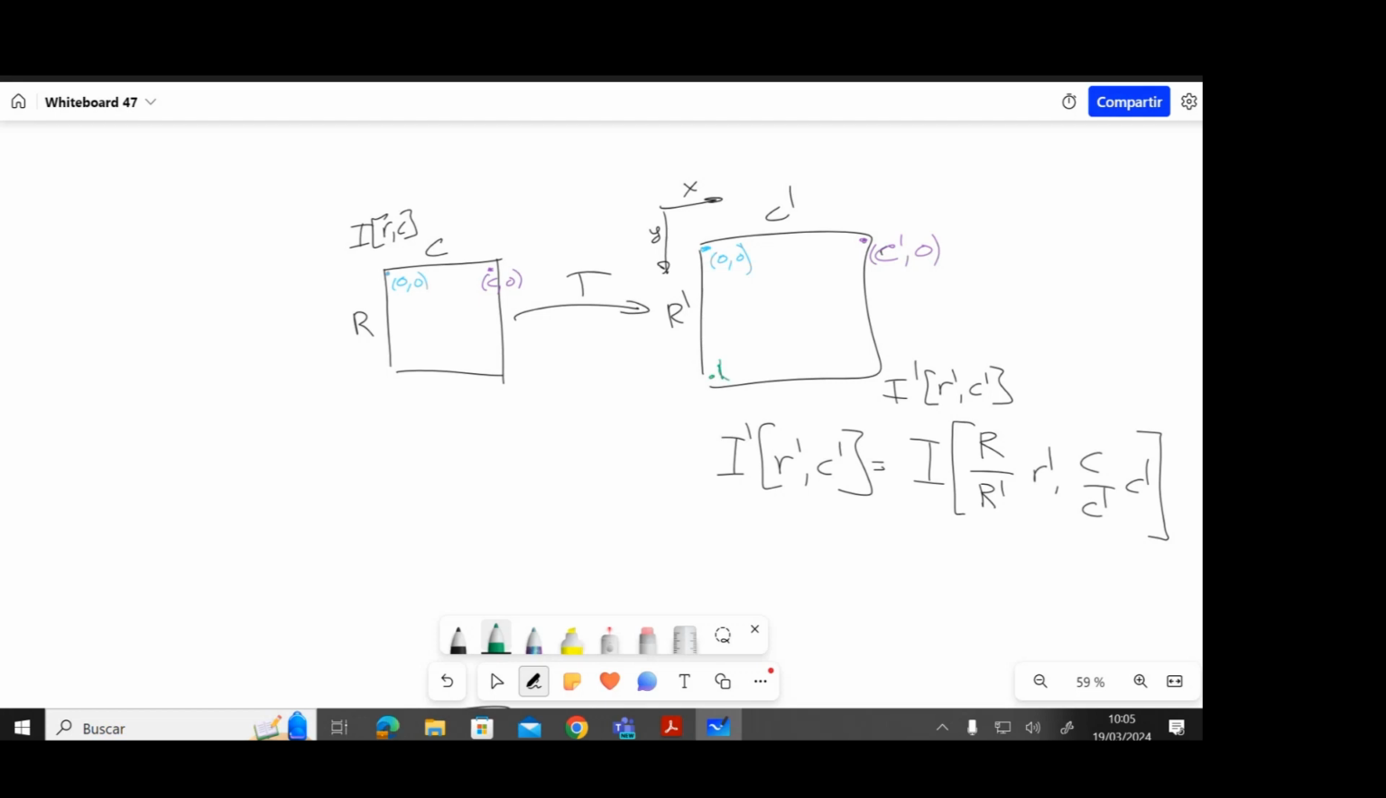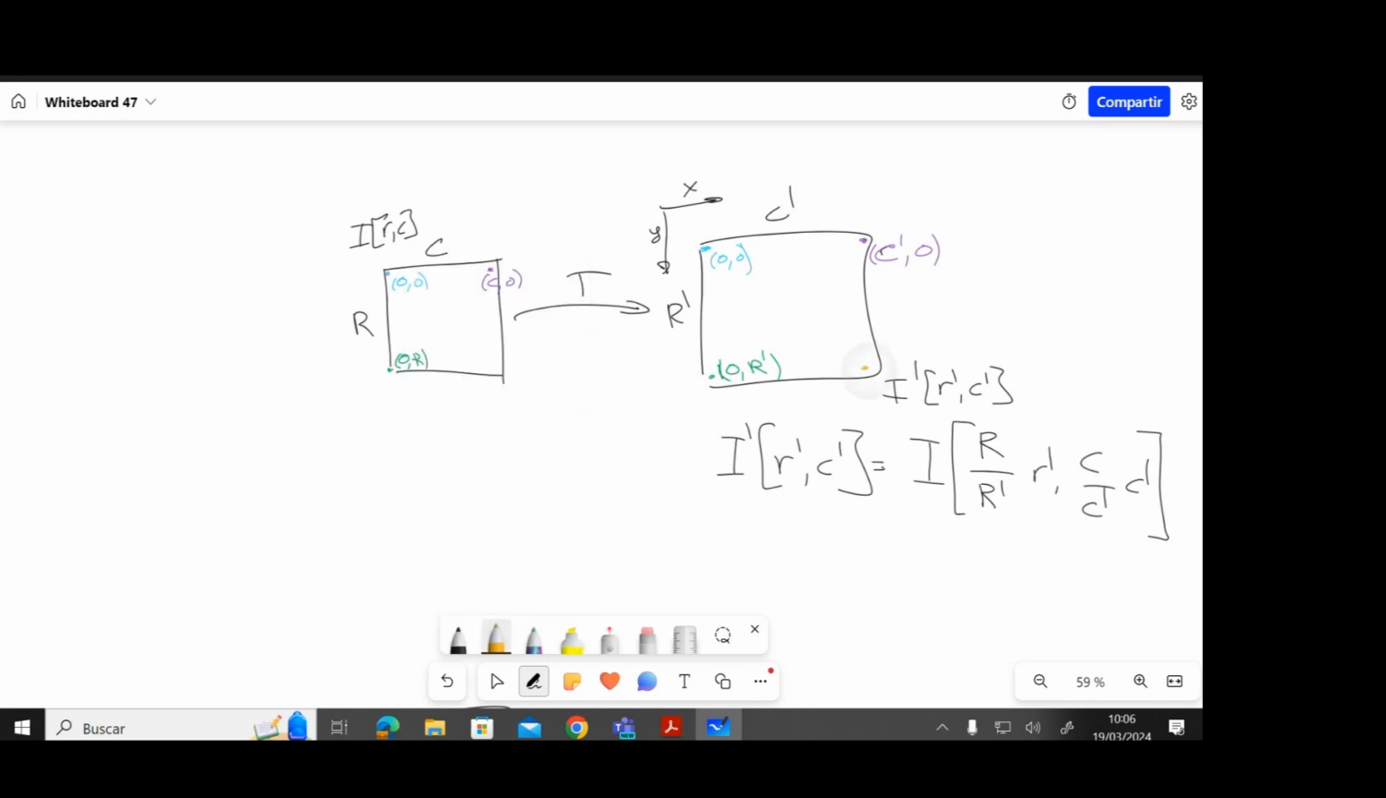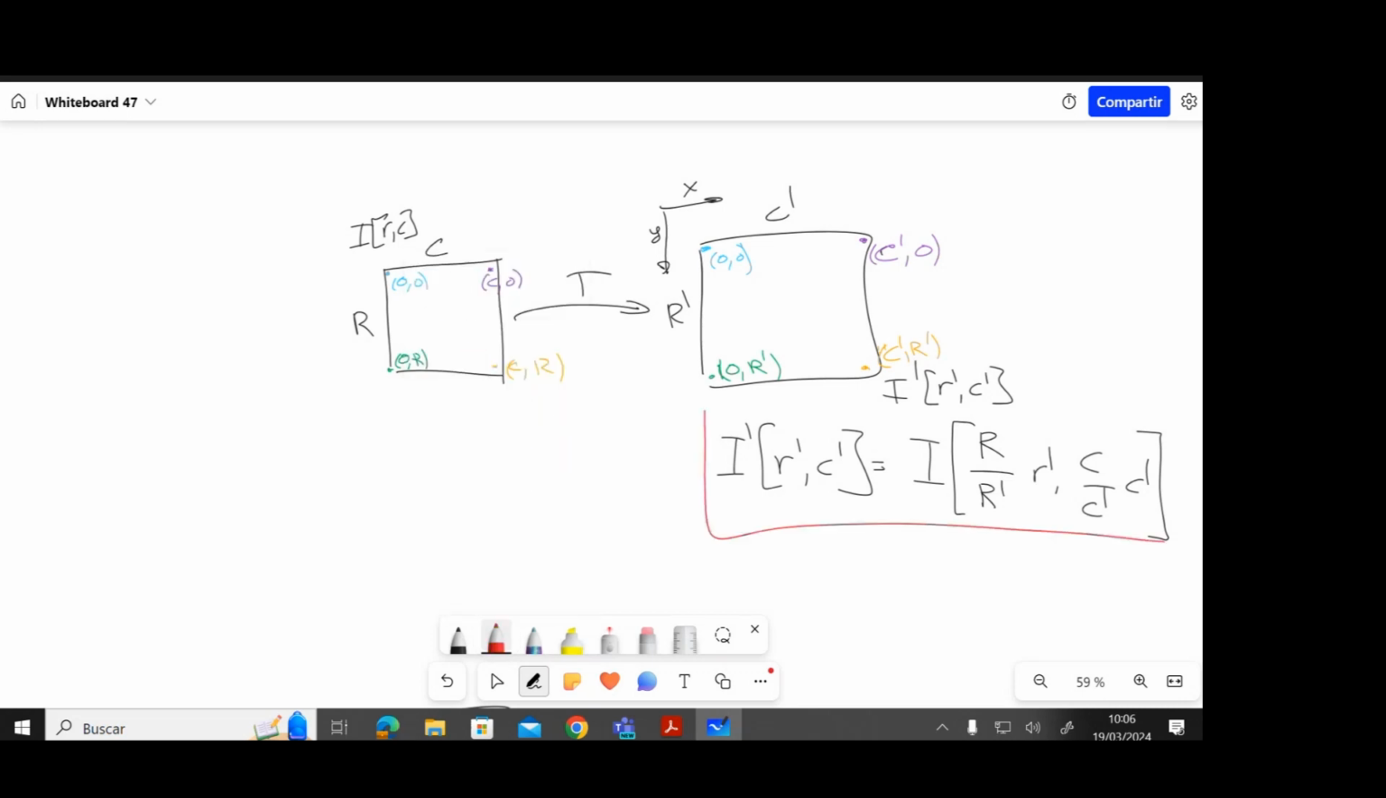It's 0, R prime. I have to take it from 0, R. That's one. And this one that is C prime, R prime, you are taking it from C, R. So it seems that this transformation works. The transformation is working.